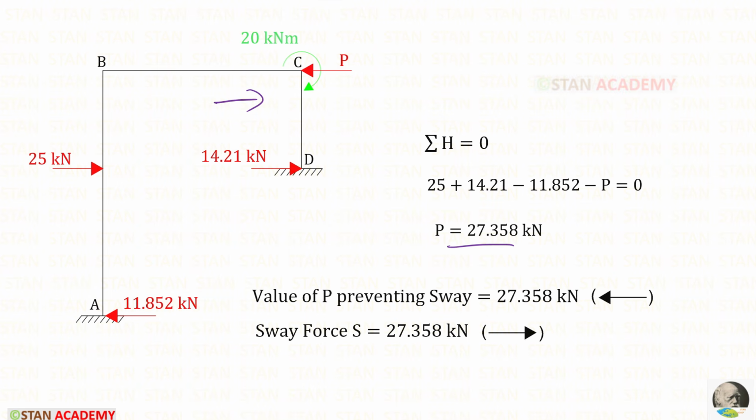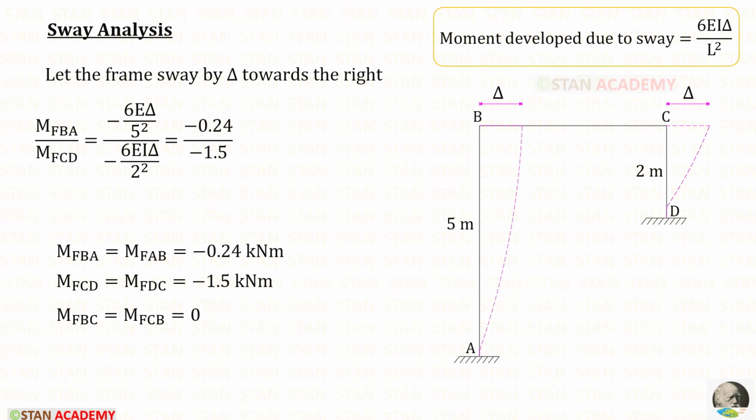Sway occurs towards the right side. The value of P preventing sway is towards the left side. So the sway force should be acting towards the right side. Now let us start the sway analysis. We know that the sway occurs towards the right side. So let the frame sway by delta towards the right side.